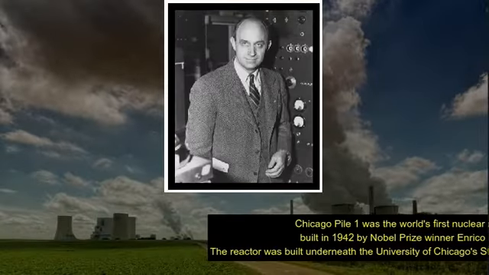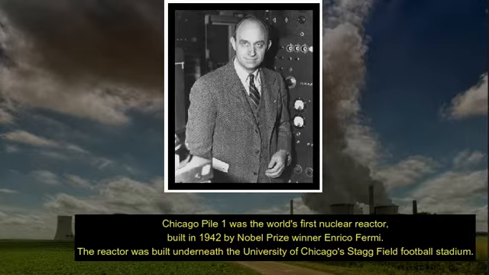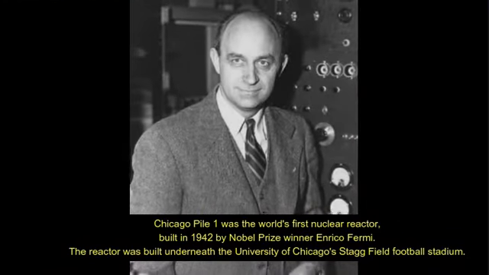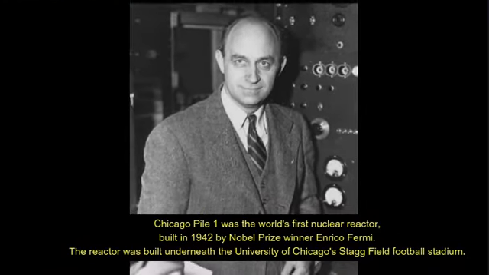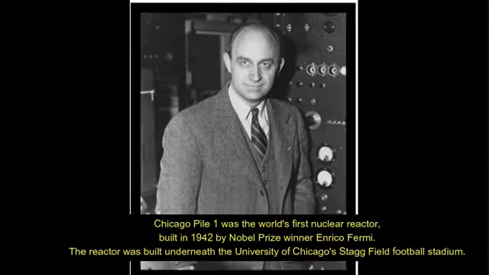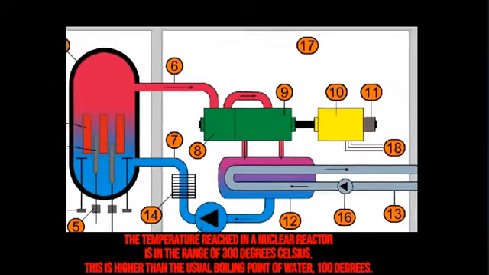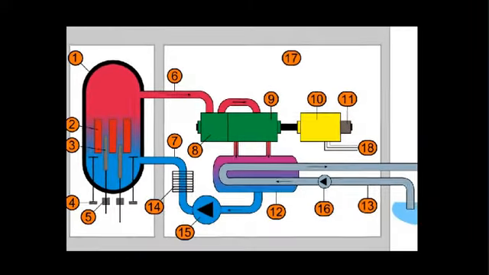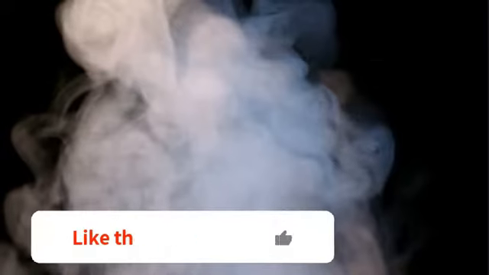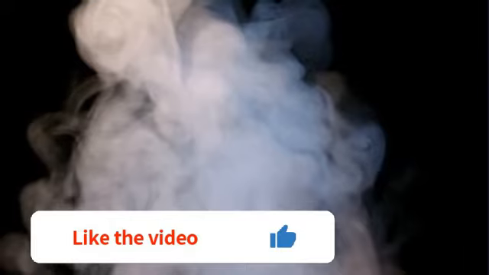The nuclear reactors were first made or discovered on December 20, 1951. Enrico Fermi led a group of scientists in initiating the first self-sustaining nuclear chain reaction. The temperature in a nuclear reactor ranges from 300 degrees Celsius to 100 degrees Celsius. This temperature is usually more than the boiling point of water, so that water can boil and turn the turbines.